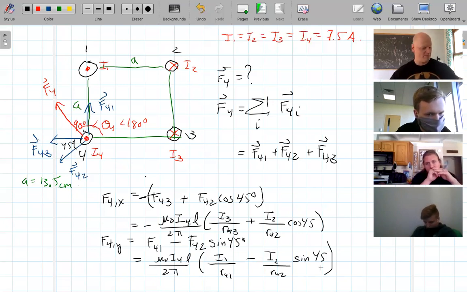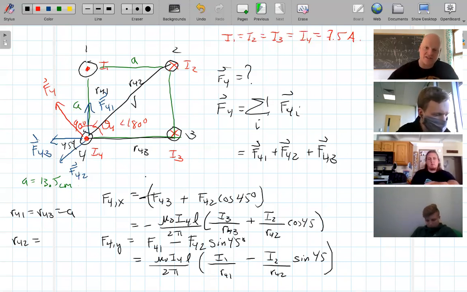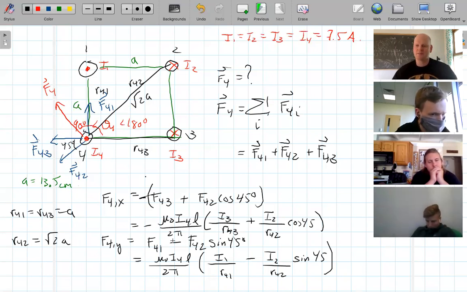Looks like I'm over in time. That's great. So last thing is, what are each one of these distances? So this distance is what? R41. This distance here is R42. And this distance here is R43, which means R41 is equal to R43, which is simply equal to A. And then R42 is then this distance across here, which is then the square root of 2 times A. So R42 then is the square root of 2 times A.